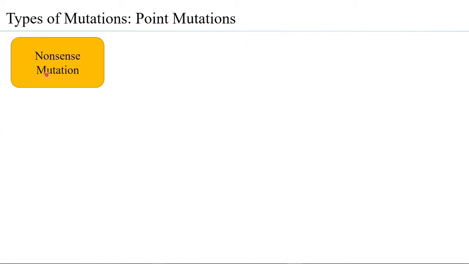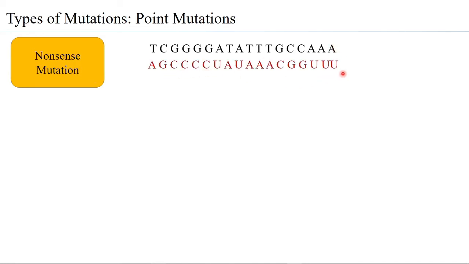Now let us go to another type of point mutation, which is called a nonsense mutation. Now let us understand what a nonsense mutation is. So again, take for example, you have the DNA template. Using that, you have the RNA being synthesized, and using that, you have the protein being synthesized. So therefore, this is basically the sequence of amino acids in the polypeptide.